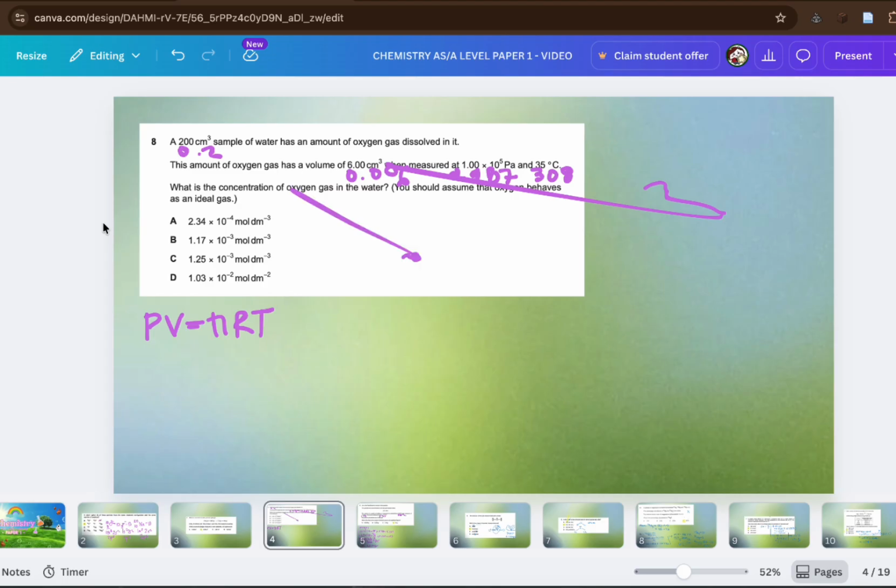Now we just have to calculate the concentration. To find the concentration, you have to divide the mole by the volume of the sample of water here. So we have to find the mole in this gas equation, n, multiplied by the constant, multiplied by the temperature.